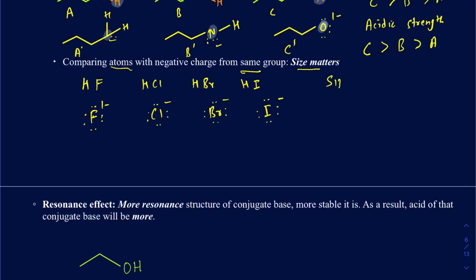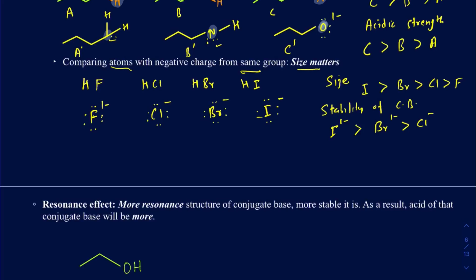Looking at the size order, iodine is the biggest, followed by bromine, followed by chlorine, and fluorine is much smaller than the rest. In terms of the stability order for conjugate bases, the bigger the base, the better it is at handling the negative charge. So I minus is going to be the most stable conjugate base, followed by Br minus, then Cl minus, and F minus is going to be the least stable.